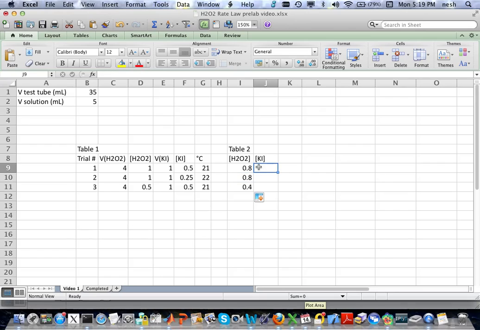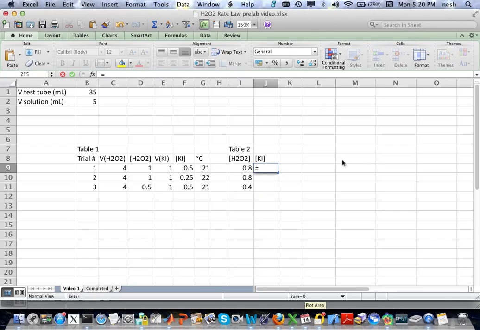Now if you're feeling good about this, go ahead and enter the expression that you need for the KI calculation, that is the concentration of KI in the solution in your test tube after you have combined your 4 mils of hydrogen peroxide with 1 mil of potassium iodide. Okay, maybe you're back. Let's see how I'm going to do it.